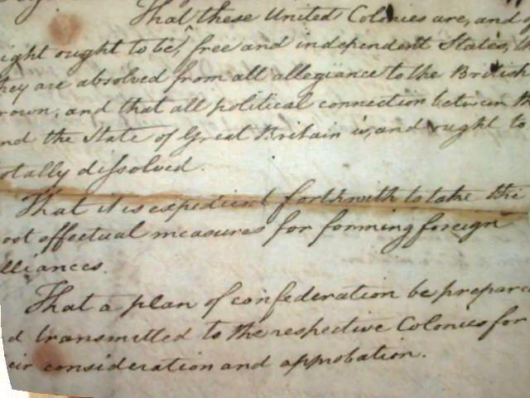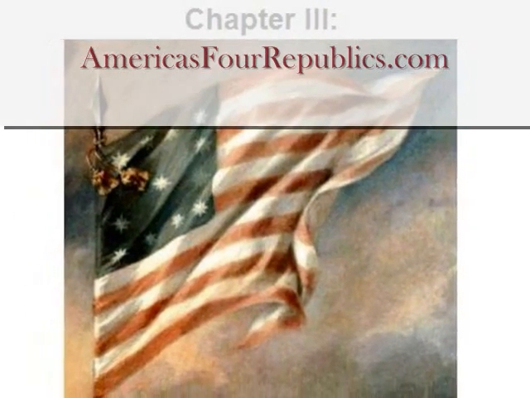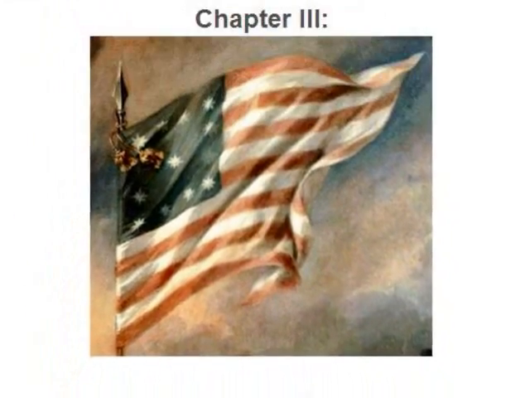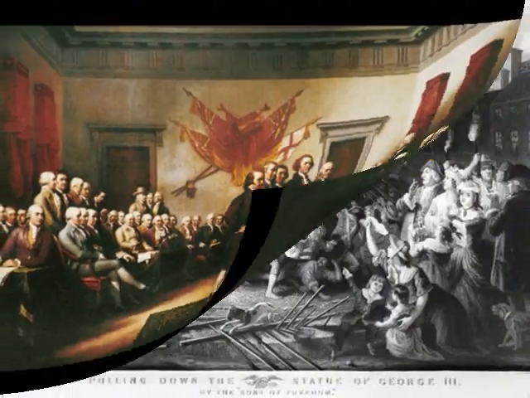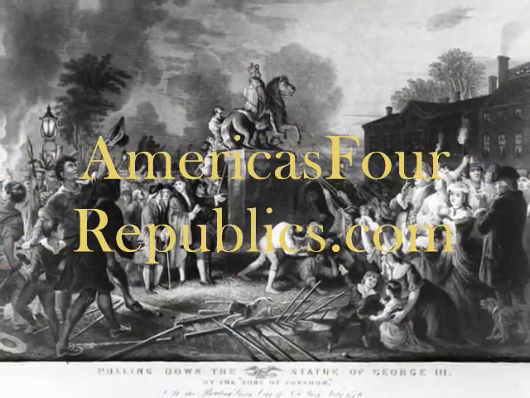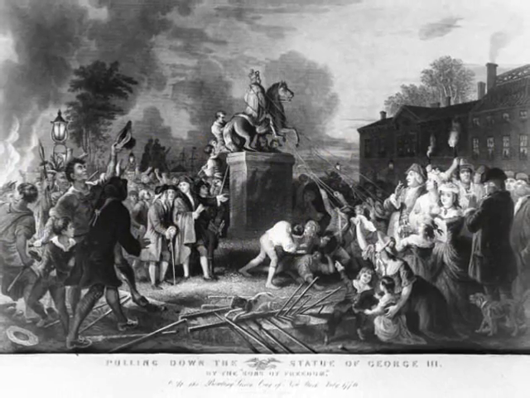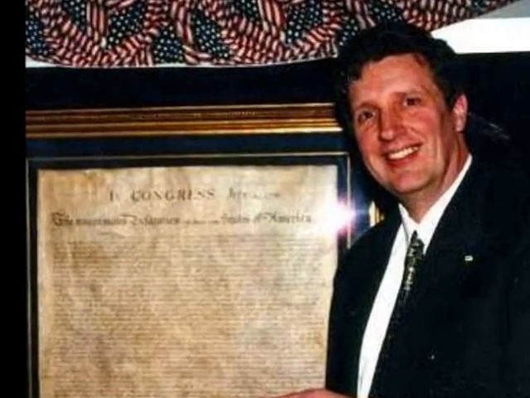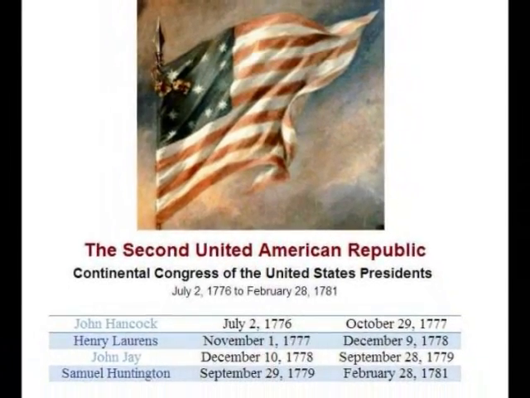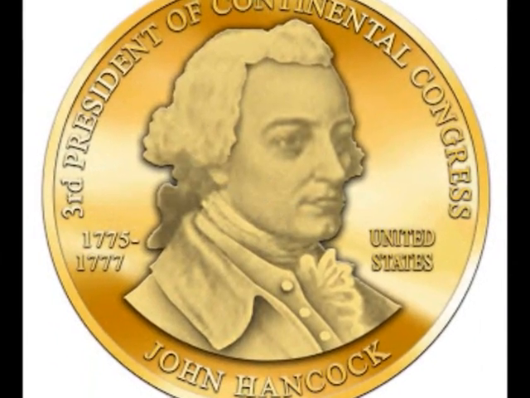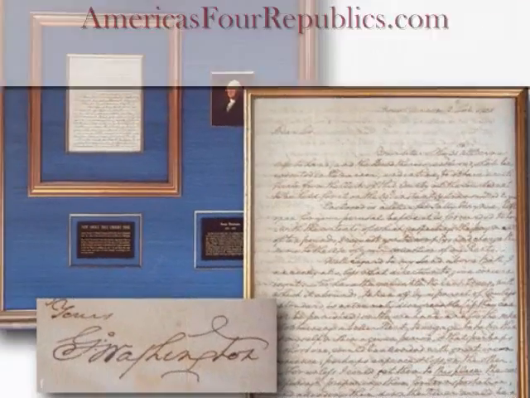This second United American Republic would not be named the United States of America until the 12 states enacted the Declaration of Independence on July 4, 1776. 5 days later, on July 9, 1776, the New York Provincial Congress would adopt the Declaration of Independence, making this resolution unanimous. The second United American Republic, the United States of America, was now 13 independent states united in a Continental Congress, with John Hancock serving as president and George Washington the commander-in-chief of the U.S. Army.